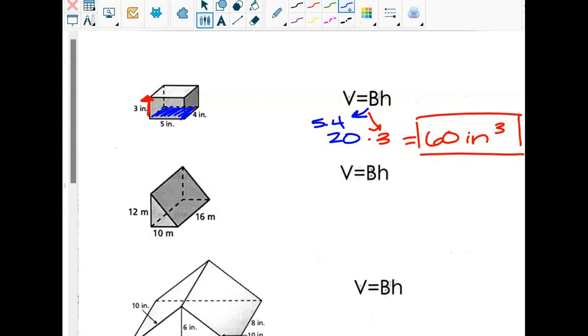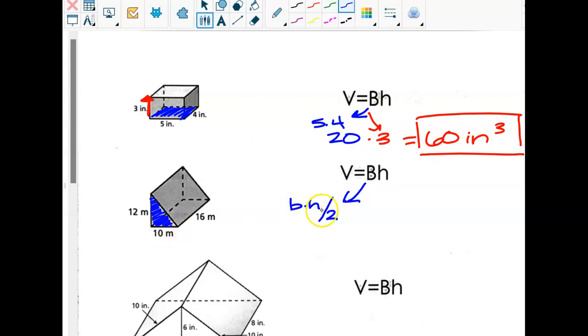Okay, let's do this triangular prism together. So the formula remains the same. Area of the base times the height. But this time the base is this triangle. So when we're looking for the area of the base, we're looking for the area of this triangle right here. So remember the formula for area of a triangle. It is base times height divided by 2. And that's little b. That's just the length of the base. That's not area of the base.